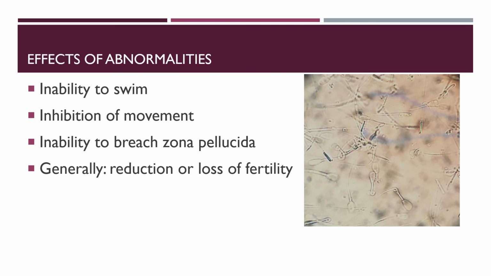The effects of these abnormalities are fairly self-explanatory. If there's an issue with the flagellum, the cell will not be able to swim. It just might not be able to move very well. And some defects in the head, in the acrosome region, may make it unable to breach the zona pellucida and fertilize the oocyte. And as a general concept, abnormalities of the morphology of sperm cells result in a loss of fertility or a general reduction of fertility.